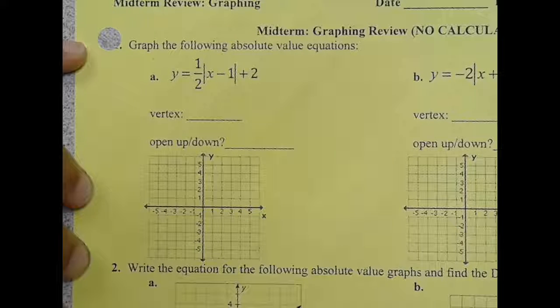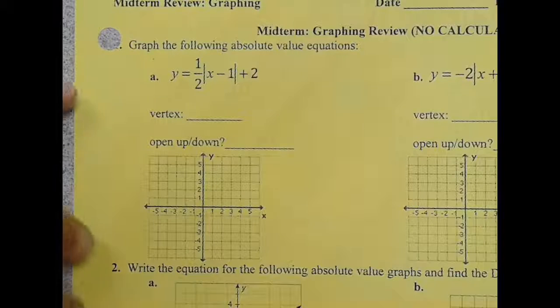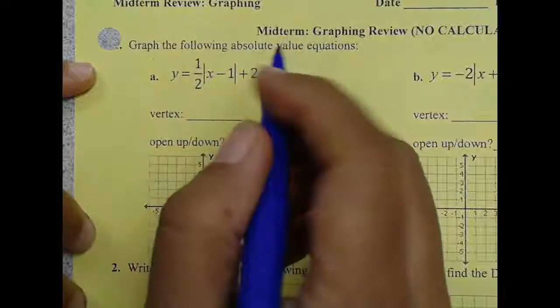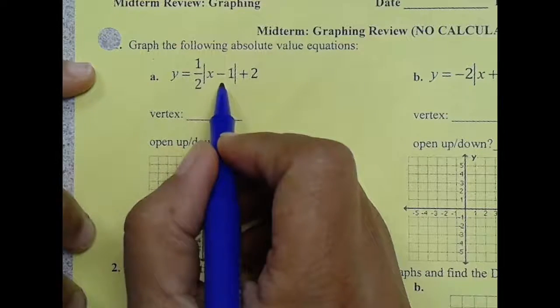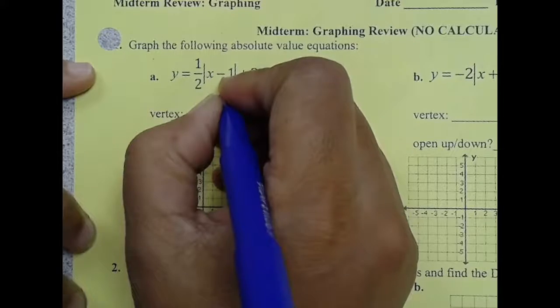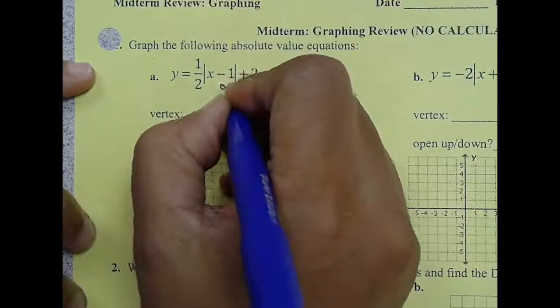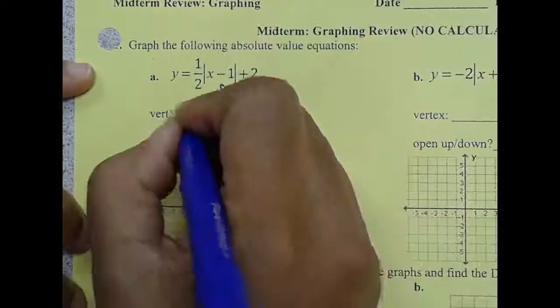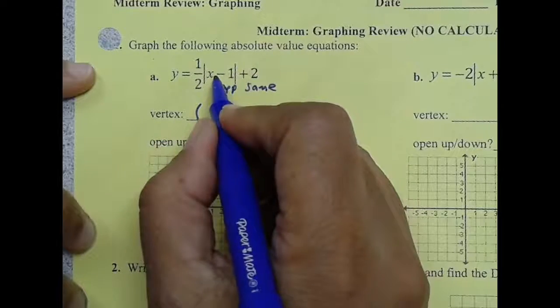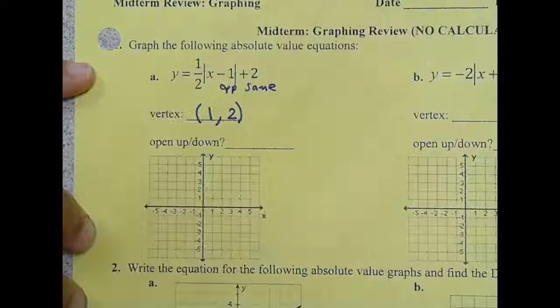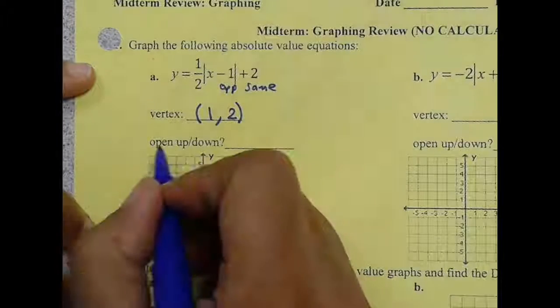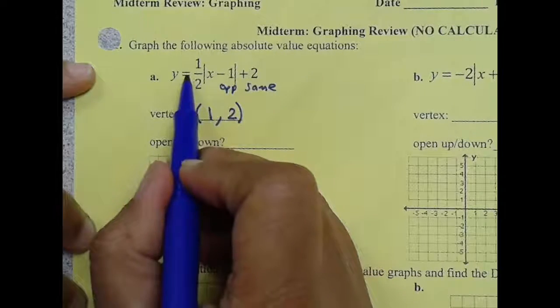Okay, I'm going to go over the midterm review part with the graphing, and remember this is without a calculator, so make sure that you are not using one. So first of all, when we graph an absolute value, graphs are a V shape. We have to first figure out what our vertex is, and we go opposite, same. So the opposite of -1 is +1, and then the same exact value, which is 2. So that's the vertex.